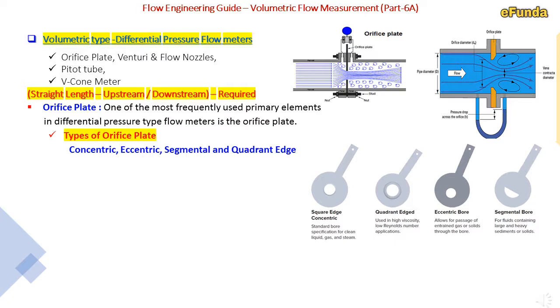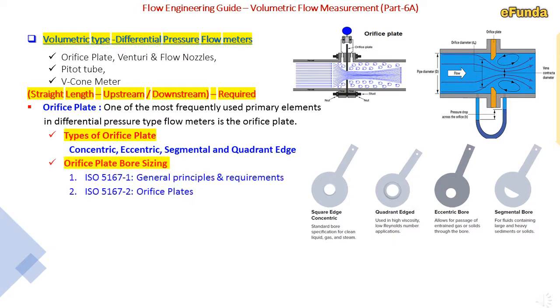25,000. Now we are moving on to the next part, that is orifice plate bore sizing. There are various standards used for sizing of instruments. For orifice plate sizing, ISO 5167-1, that is general principles and requirements, and ISO 5167-2, orifice plate. These are the two main standards used.